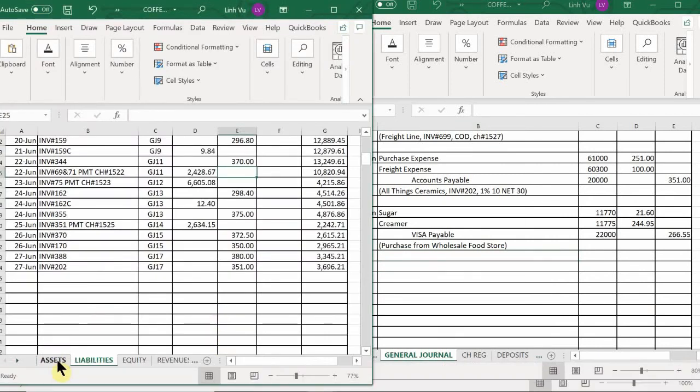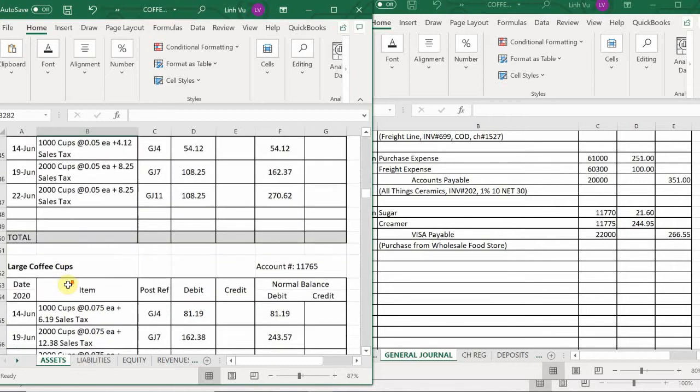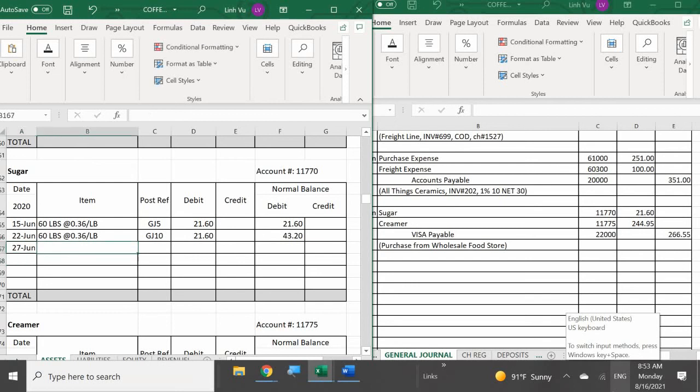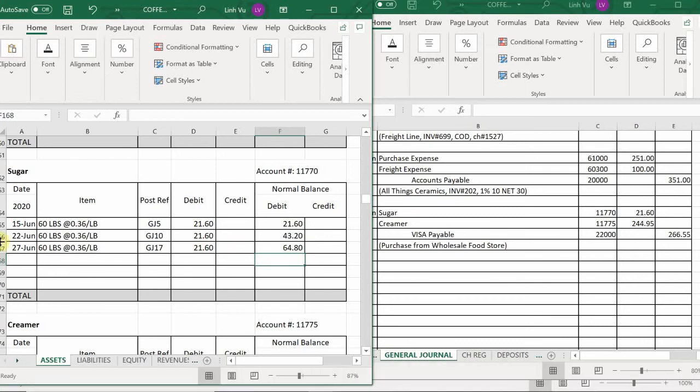General ledger under assets, and you're going to go to sugar. Where's sugar? Okay. And you're going to list your sugar, 60 pounds at 36 cents per pound. General journal 17. Good. The debit amount is 21.60, which will give you a total of 43.20 plus 21.60 is 64.80. Good. Excellent.